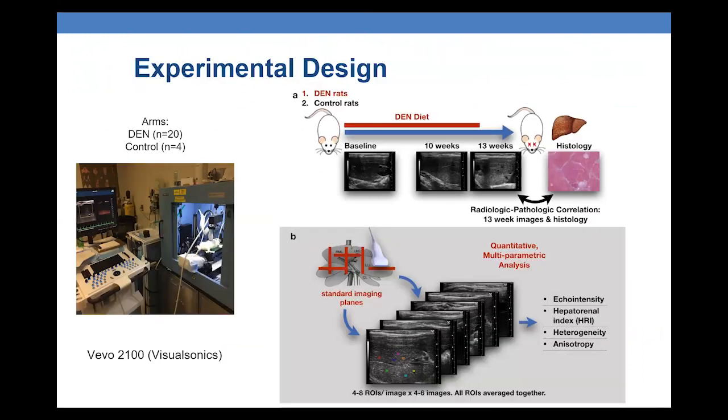So as I said, from each time point we acquire about 6 images throughout the liver, scanning the liver from left to right and up and down, including as much liver tissue as we can. On each image we place multiple ROIs offline. We acquire these images and use software offline to place the ROIs and extract the quantitative measurements.